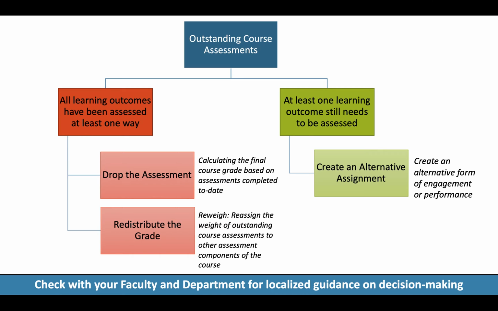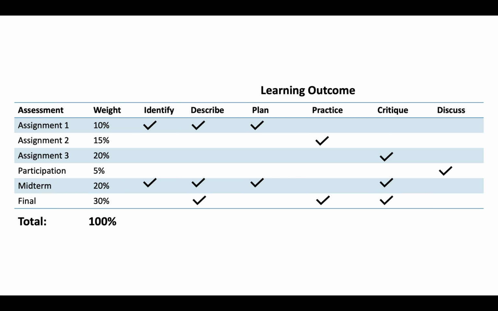Of course, it's important to be checking with your faculty and department for more localized guidance on the decision making. But let me elaborate a little bit further on each of these options to give you an example. So this is a blanket-style course where we've got a series of assessments: assignments 1 through 3, participation, midterm, and final, as the course had originally been designed. You can see the weight breakdown, and it's really that final exam that is the outstanding component of this course.